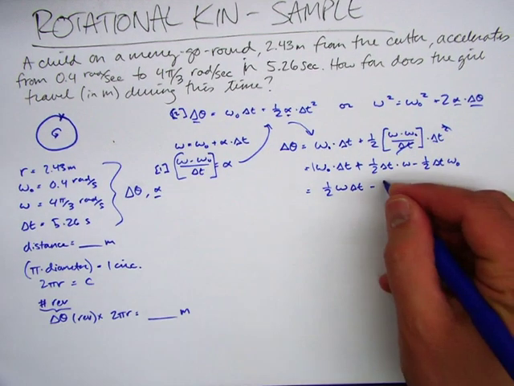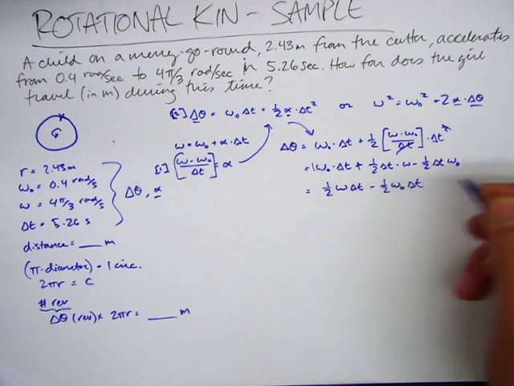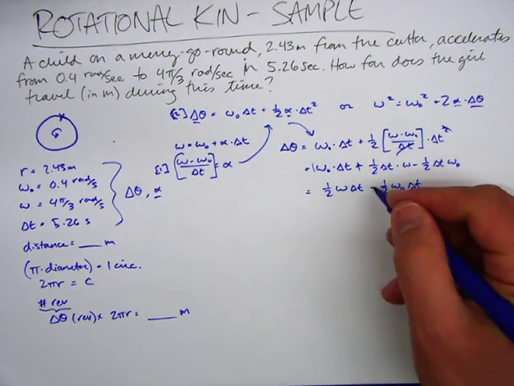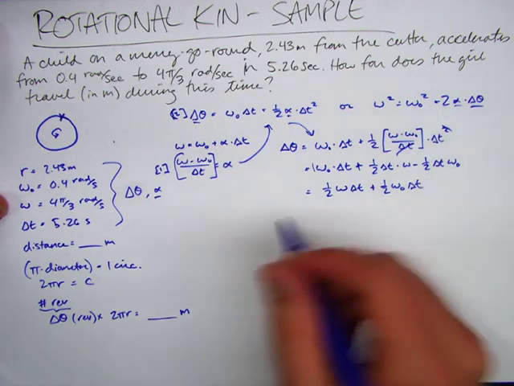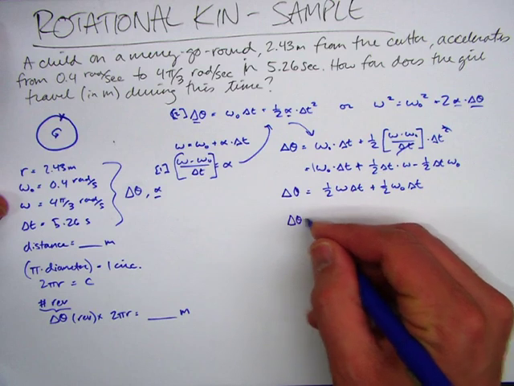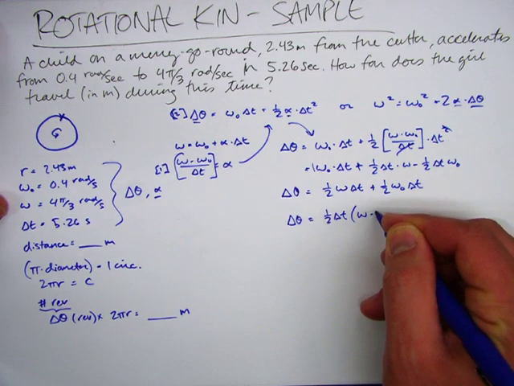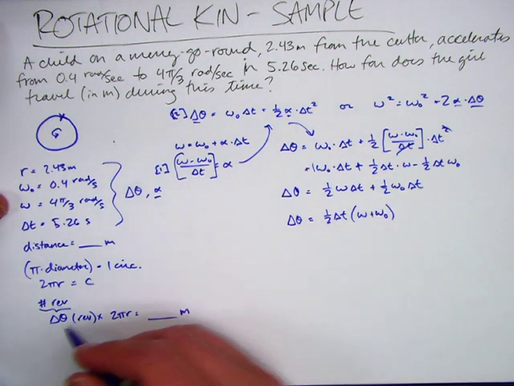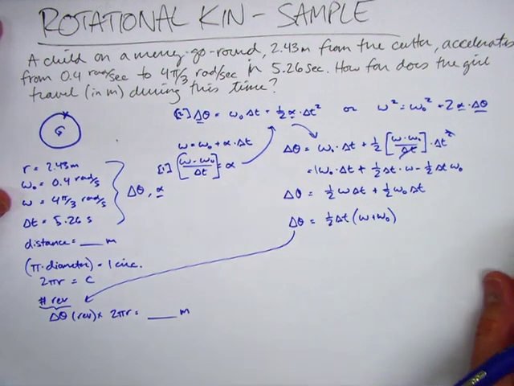Then for the omega naught terms, it's 1 minus a half, so I have a positive 1/2 omega naught delta t. Sorry about that. That equals delta theta. I'll simplify this: I'll pull 1/2 delta t out, times omega plus omega naught. So this will tell me my delta theta, and I want this in revolutions. Once I get this, I'm going to go in here and then find my meters.